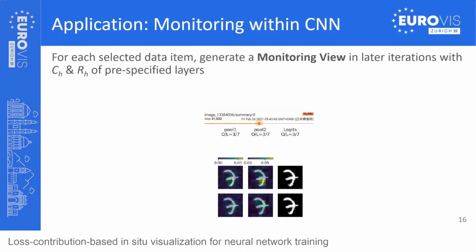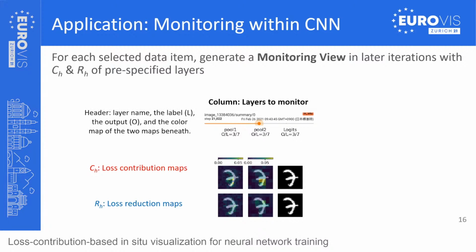Based on the two maps, we generate a view called the monitoring view to monitor how the image is processed differently during the training. In earlier slides, we mentioned the selection of difficult images. In our system, once an image is selected, we will generate its monitoring view in later iterations. A monitoring view includes two rows of maps. The top row shows the loss contribution maps, and the bottom row shows the loss reduction maps. The columns show the maps of different layers, which are pre-specified.